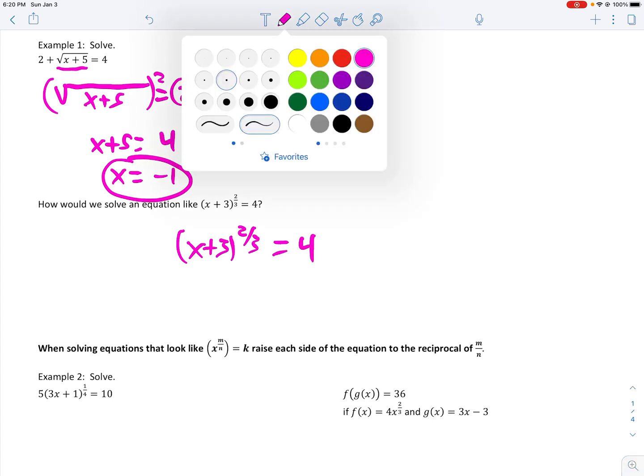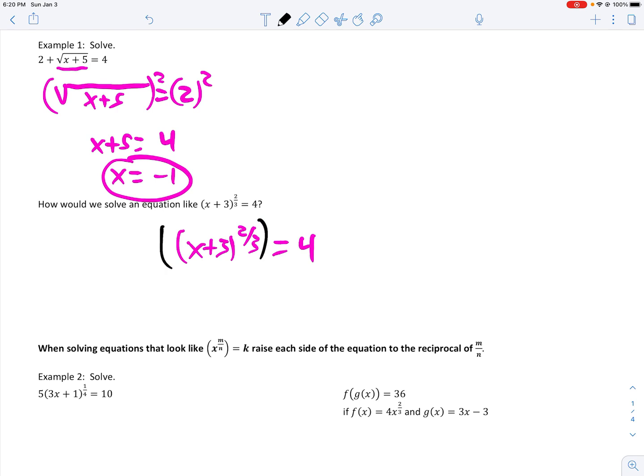Well, we're going to use multiplication. We're going to raise this to 3 over 2. So why 3 over 2? Well, what happens when you have a power raised to a power? You multiply. So you end up getting 6 over 6, so you get 1. So this becomes x plus 3 to the 1, which we would write as just x plus 3. So by raising it to its reciprocal, you end up making it to the power of 1, so then you can get rid of the grouping symbols.